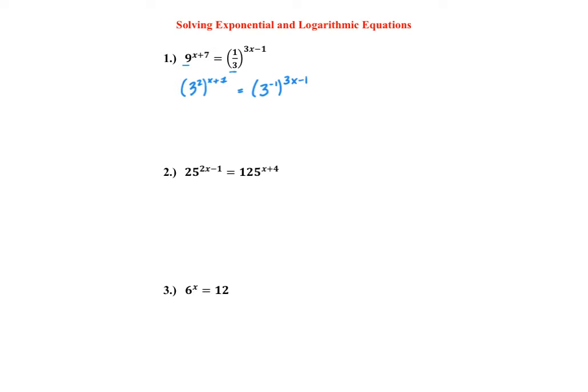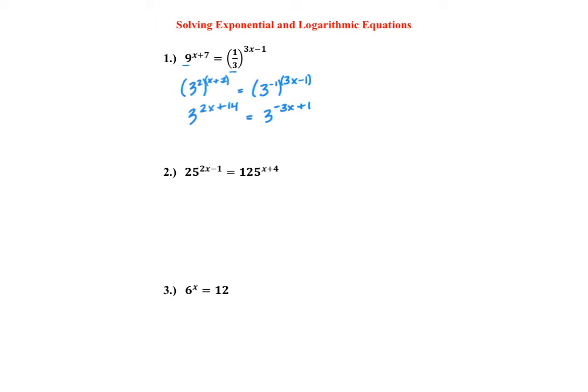Let's clean these exponents up. I'm going to write that as 3 raised to the 2x plus 14 because I'm going to distribute that 2 through, and I'm going to do the same thing here. I'm going to keep that base 3 and I'm going to distribute that negative 1 through. So again, I'm looking at these as binomials. That's going to give me negative 3x plus 1.